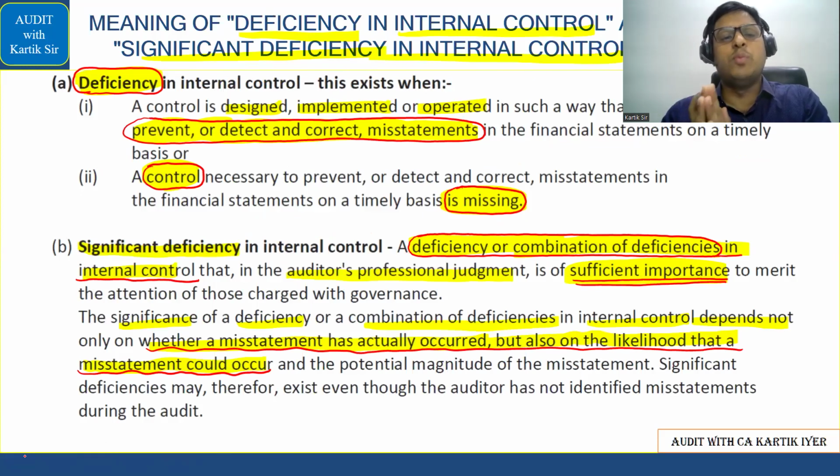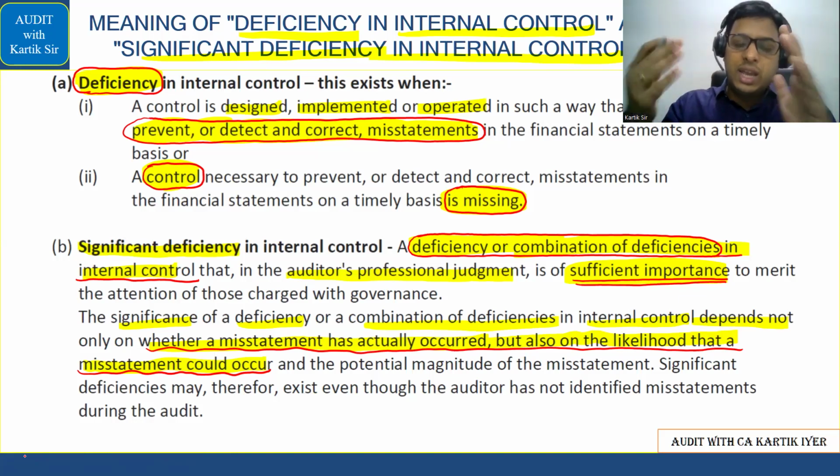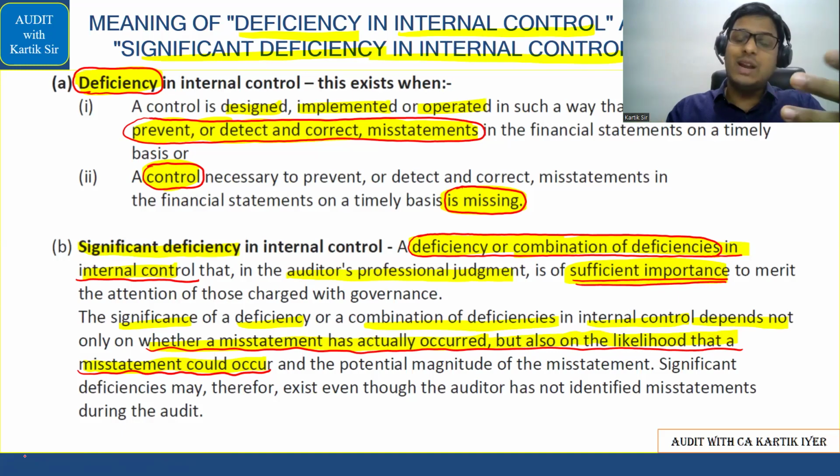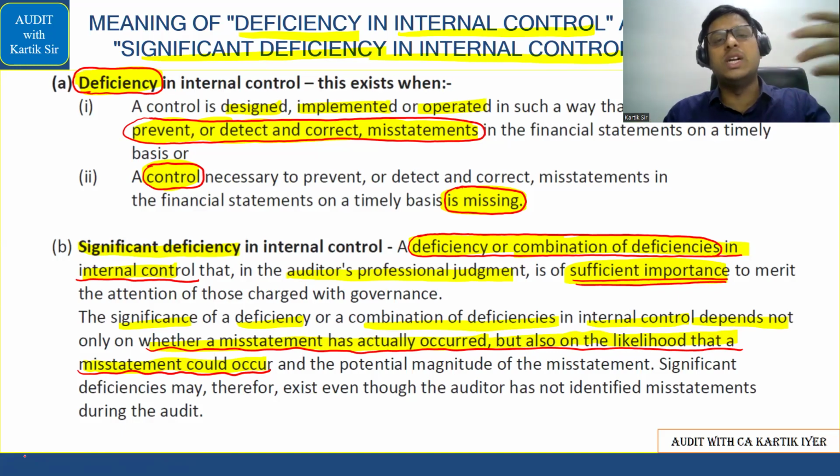See, when will we say there is a deficiency in control here? When the control is unable to prevent, detect, and correct any material misstatement, then we say the control is deficient. Or if the control is missing, meaning there is no control at all, or the control is there but is unable to prevent or detect and correct the misstatements. Both are covered in deficiency of internal control.